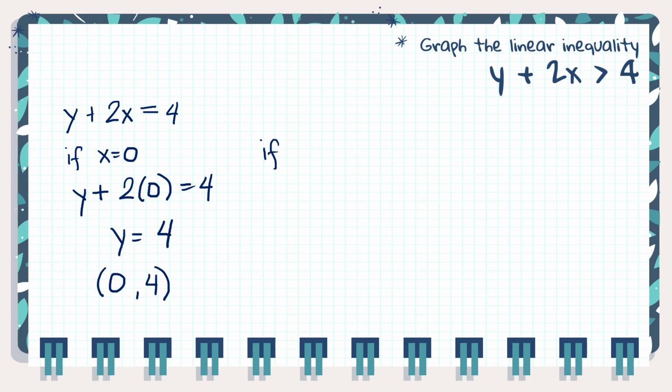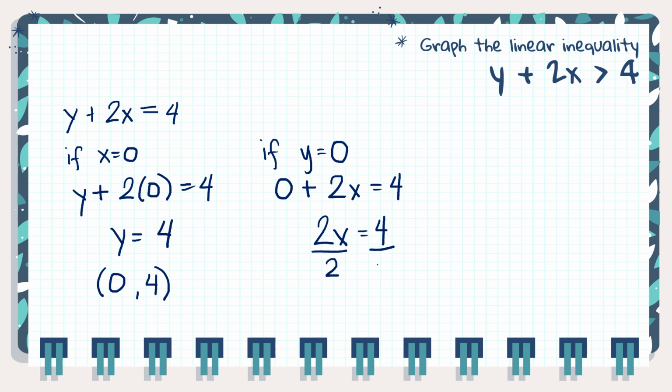Let us have y is equal to 0. So therefore, we have 0 plus 2x is equal to 4. Since this is 0, we simply have 2x is equal to 4. To get the value of x, we divide both sides of the equation by 2. So therefore, x is equal to 2, since 4 divided by 2 will give us 2. Therefore, our x-intercept is 2, 0.